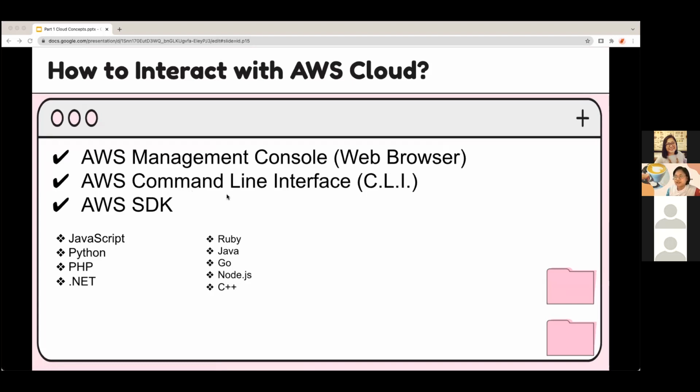We also have the command line interface. Basically, this is the black and white screen where you just type commands, and you can also interact with your resources. For example, if you want to pull a file from your S3 bucket, you can use the command line interface and get the file down to your system. And you can also use the AWS SDK. Basically, this is the API provided by AWS that you can call to run commands to interact with your resources in the AWS cloud.